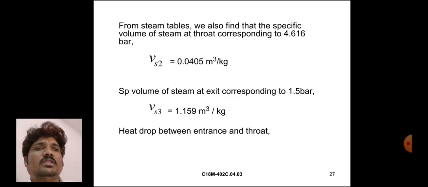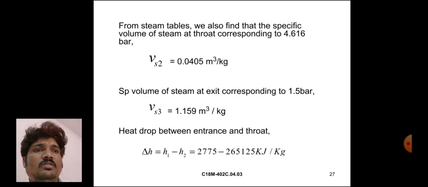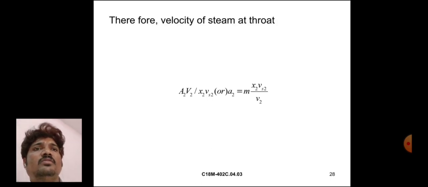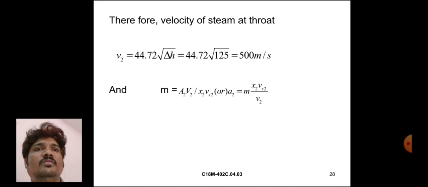Heat drop between entrance and throat, delta H, H1 minus H2, is 2775 minus 2650, equal to 125 kilojoule per kg. A2 V2 by X2 Vs2, or A2 is equal to M X2 Vs2 by V2. Therefore, velocity of steam at throat is 44.72 root of delta H, which is 500 meter per second.